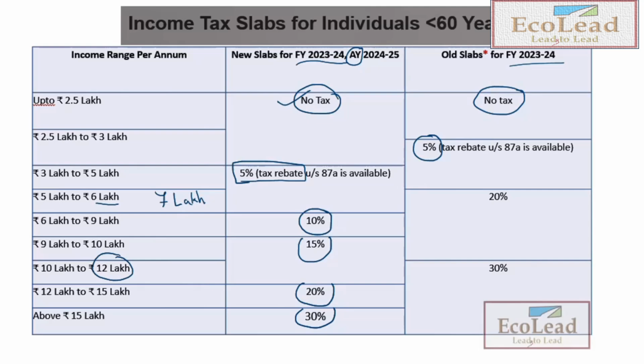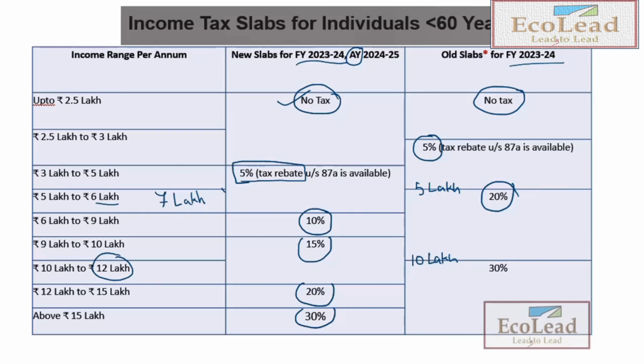Under the old tax regime, a person starts to pay 20% of tax if his income exceeds 5 lakh. And if the income increases further and crosses 10 lakh, the person should pay 30% of the income as tax.